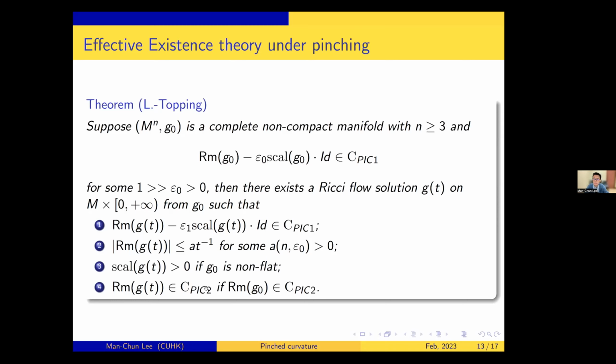So this is our main contribution to this area. But why is this important? You can see that I emphasize points 1 and 2 really a lot. The reason why this is important is that, like I said, points 1 and 2 are scaling invariant. So that means if we scale the manifold, everything is the same.